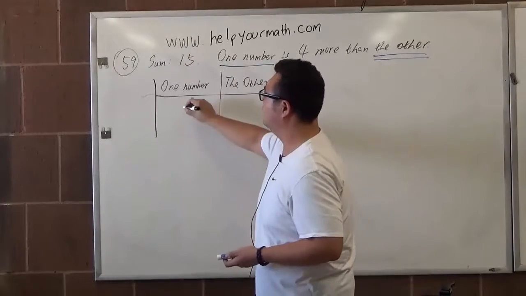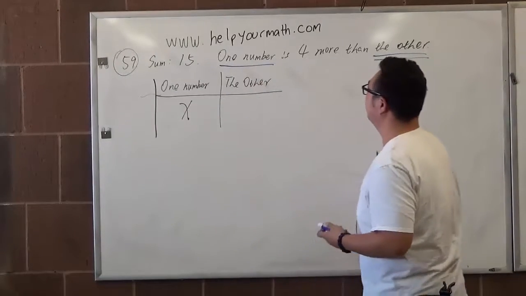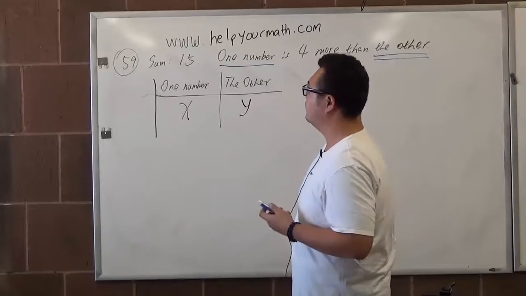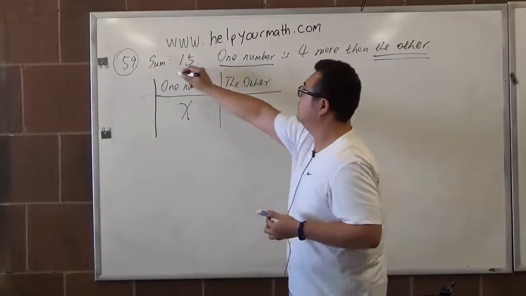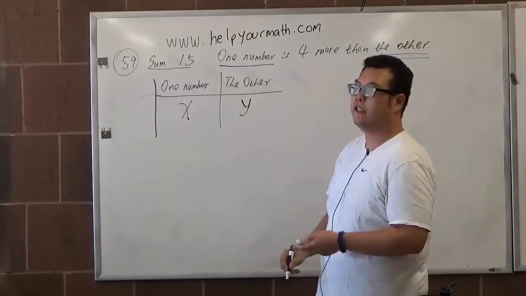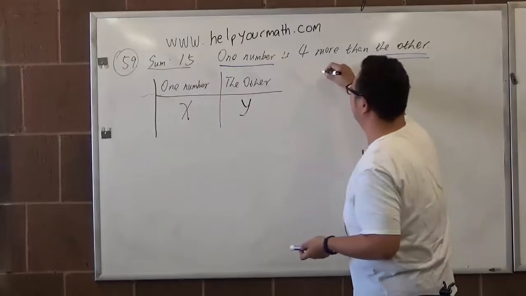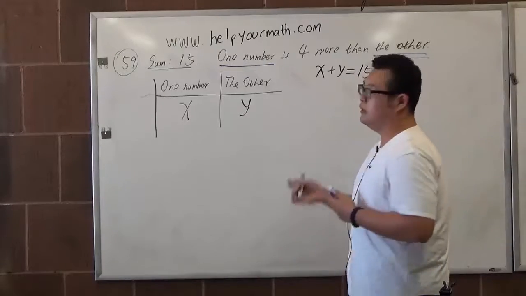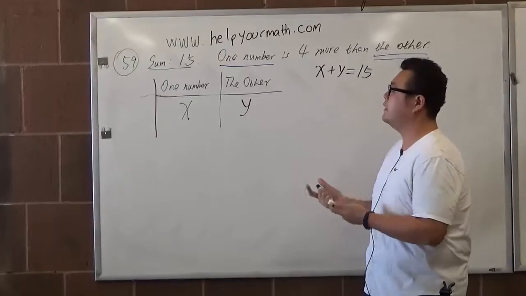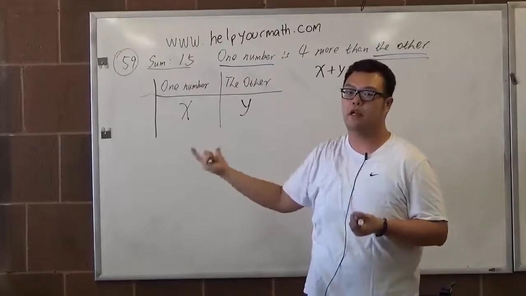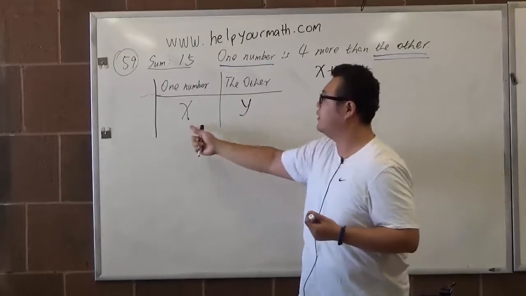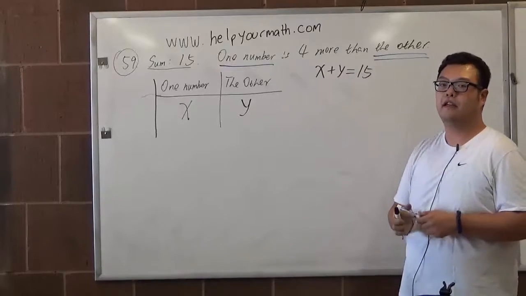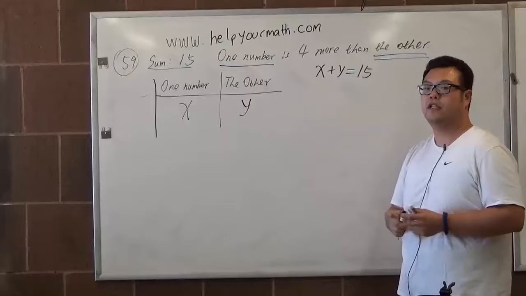If we call one number x and the other number y, from the basic information over there, we know the sum is 15. Very clear, the question is showing us the sum of two numbers is 15. And we say one number is x, the other is y. Therefore, x plus y is 15. Something we didn't use yet.